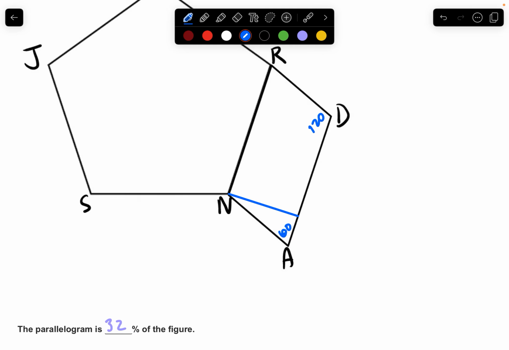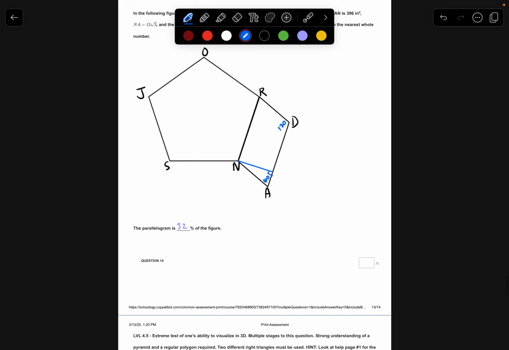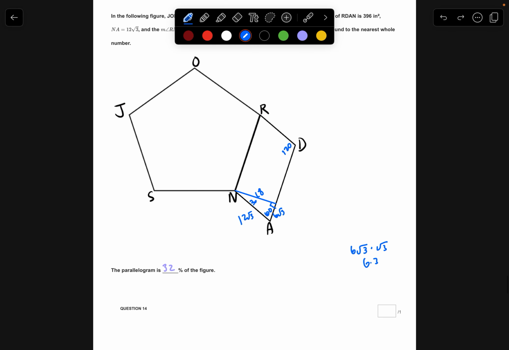I need this height. What did they tell me? They said NA is 12 root 3. So if that's 60, that would make this 30. So this would be 6 root 3. And this would be 18, using 30, 60, 90 rules. 6 root 3 times root 3 is 6 times 3. That's got to be 18. Oh, this is a hard question.